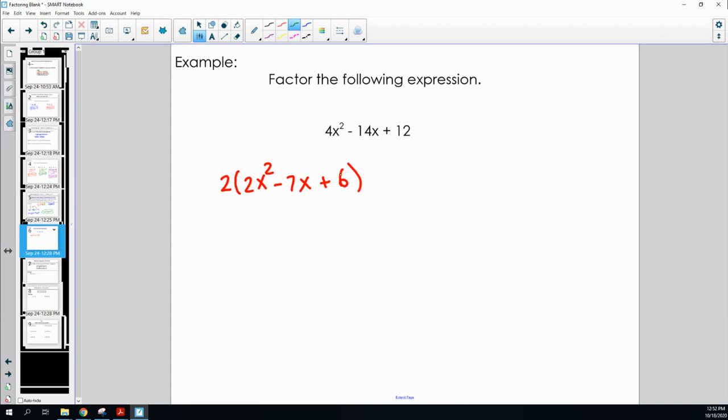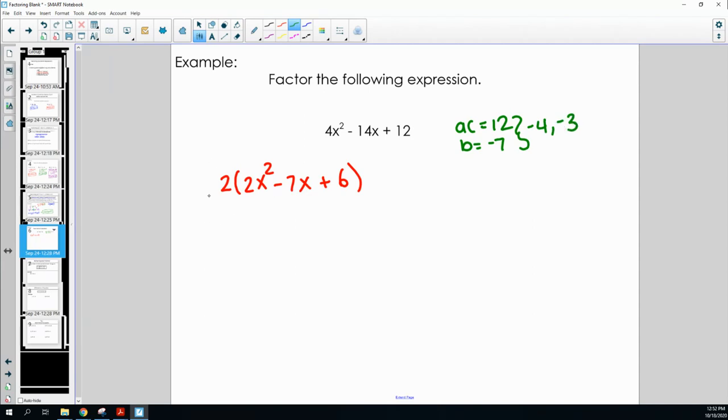I'm going to look at my a and my c. So I'm going to do a times c, which is going to give me 12, and my b term is negative 7. I need to come up with two numbers that multiply to 12 and add to negative 7. So we're going to use negative 4 and negative 3.